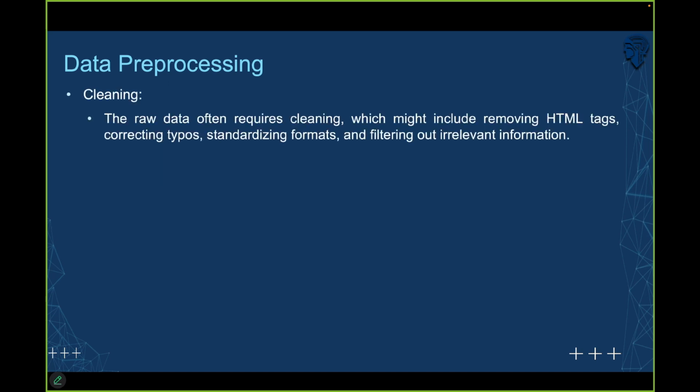But once the data is collected, shall we simply go ahead and use this data? No. The data should be stripped of any sensitive information, any personal information, any harmful content. We call it pre-processing. The raw data often requires cleaning, which might include removing HTML tags or correcting typos or standardizing format and filtering out irrelevant information which might be there in the data you collected.